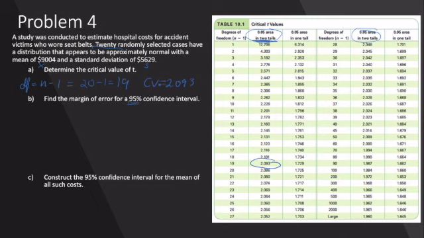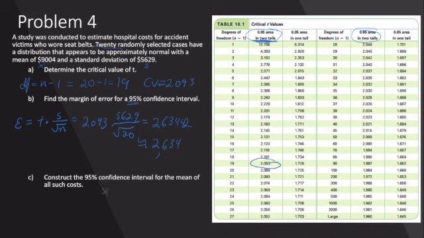First thing I need to do is find my margin of error. So error is going to be our t-value times our standard deviation over the square root of n. So I have 2.093 times my standard deviation divided by the square root of 20. And I get 2,634.42. So I'm just going to go ahead and round that to a full dollar amount. So I have 2,634.